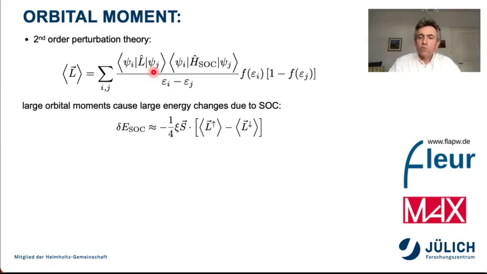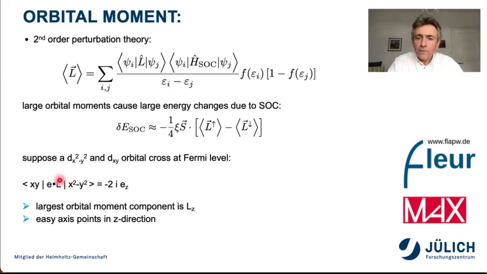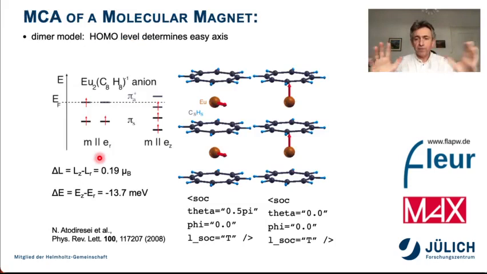And the large changes in the orbital moment are then also associated with large changes in the total energy. And as I told you, it depends on the orbital symmetry that is involved, whether you get a large orbital moment and whether you get a large magnetic anisotropy. So just as a simple example, I show you here a molecular magnet, which consists of two europium ions, which are sandwiched in between these planar organic molecules here. And now we can do two calculations. Once with the spins lying perpendicular to the connection axis between these magnetic atoms here, or they lie in the axis of the molecular magnet here.